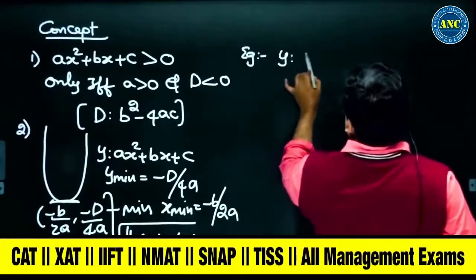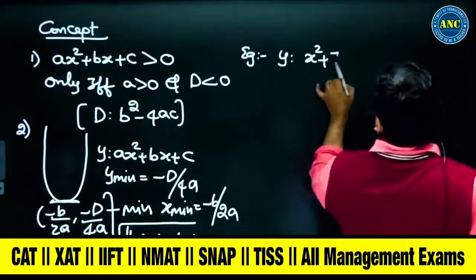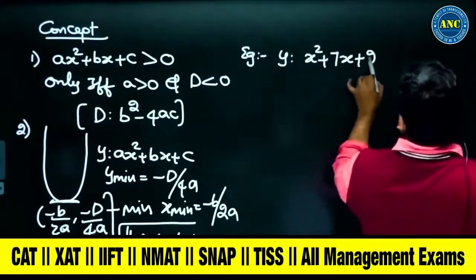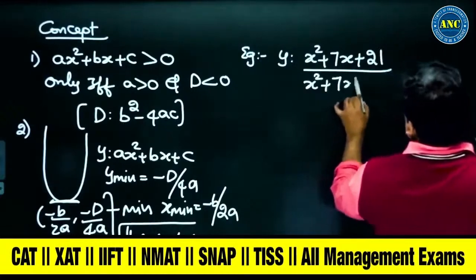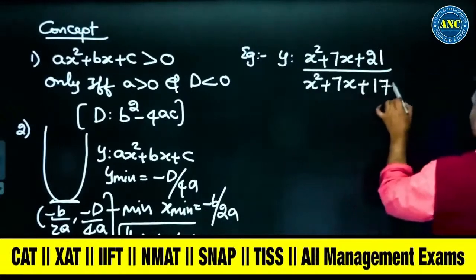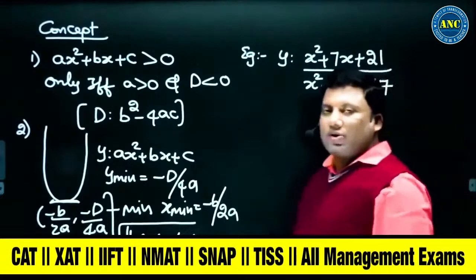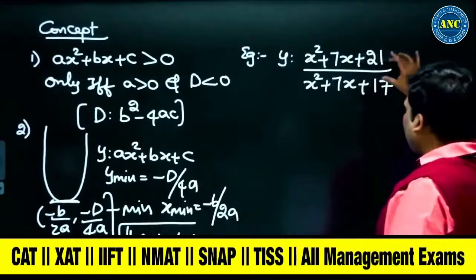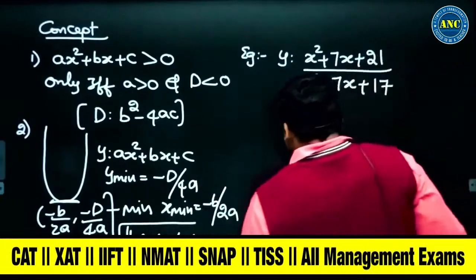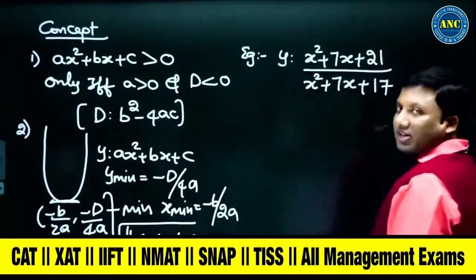Y is x square plus 7x plus 21 divided by x square plus 7x plus 17. If you understand this example, you can solve that CAT question very easily. There is a rational function given, x square plus 7x plus 21 divided by x square plus 7x plus 17.